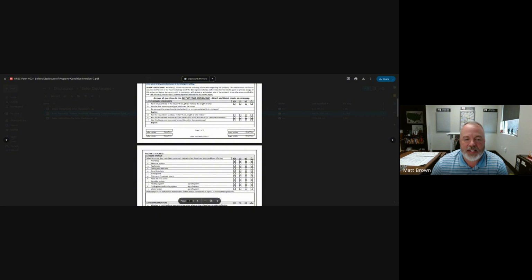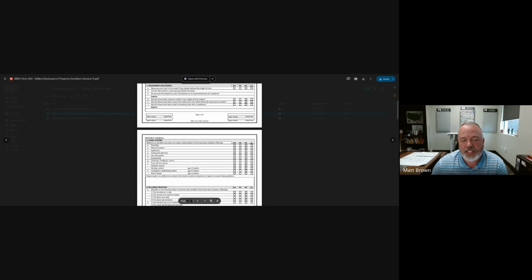So if they've had an issue, using this section here, if they state whether there have been problems affecting the plumbing, if they had a plumbing leak, no matter how big or how small, at any point, or they know of one at a previous time, they would check yes. And then I always use the line or the further explanation down here in this box to explain what. So for example, kitchen sink faucet leaked in 2010, repaired by plumber. If they had no issues, or they don't know of any issues, at least, they would mark no.